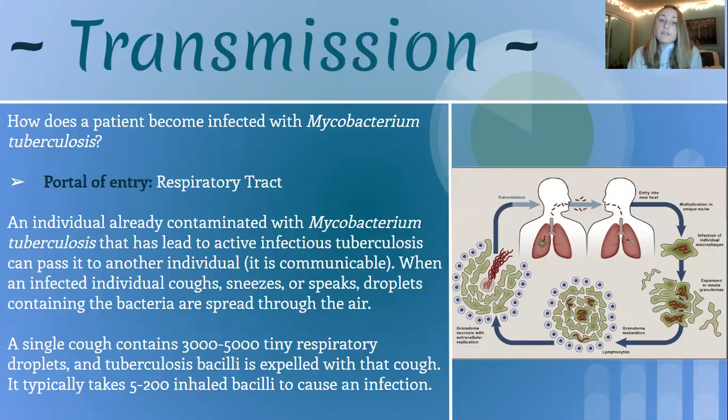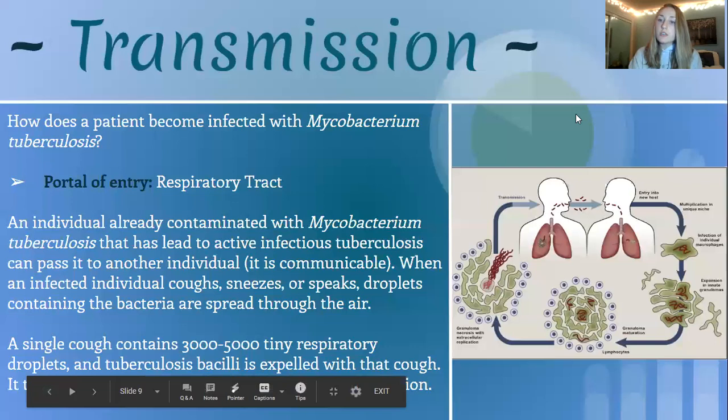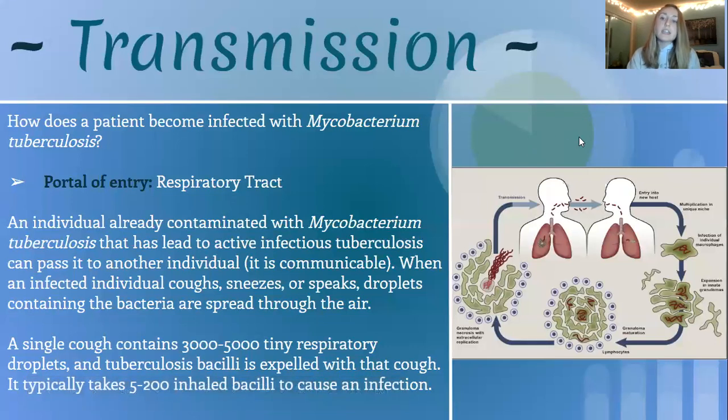And a single cough contains 3,000 to 5,000 tiny respiratory droplets, and the tuberculosis bacilli are expelled with that cough. It typically takes 5 to 200 inhaled bacilli to cause an infection. So in this image to the right, you can see the infected host is talking or coughing, and the new host is being infected. There's the transmission.